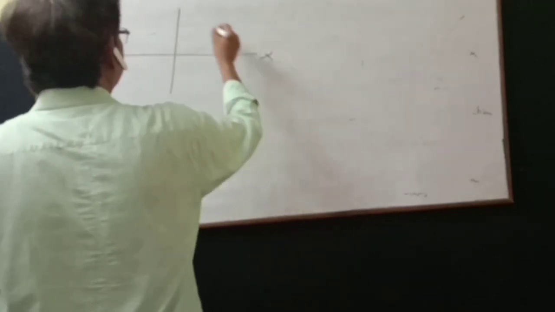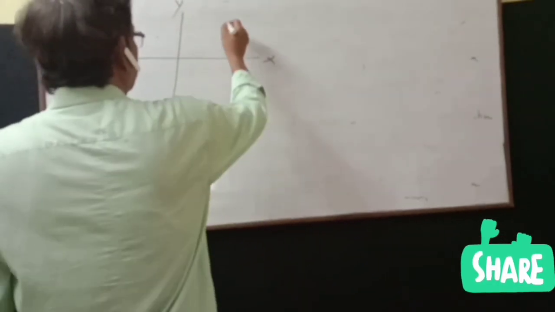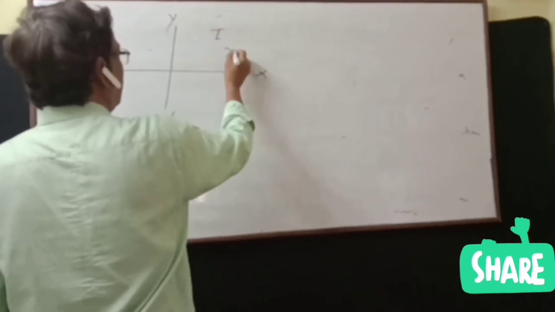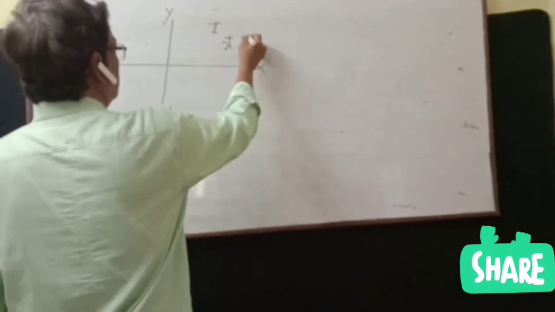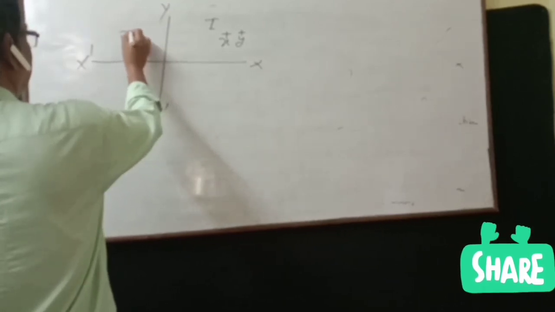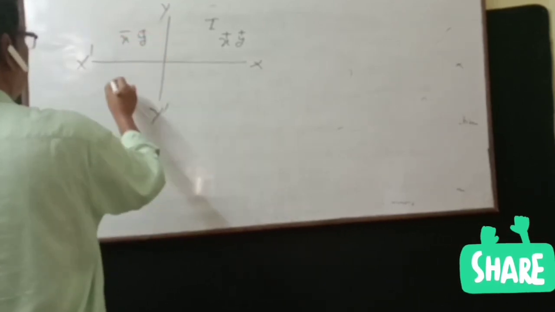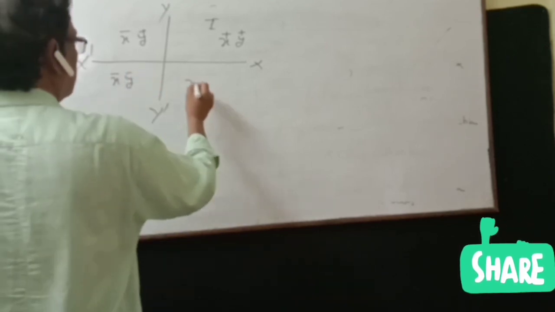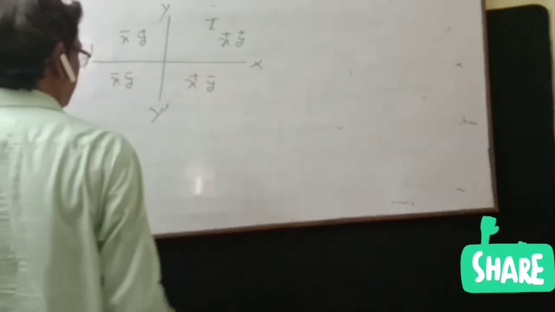We also know the x-axis and y-axis, that is X' and Y'. In the first quadrant, x and y both are positive. In the second, x is negative and y is positive. In the third, x negative and y negative. In the fourth, x positive but y negative.